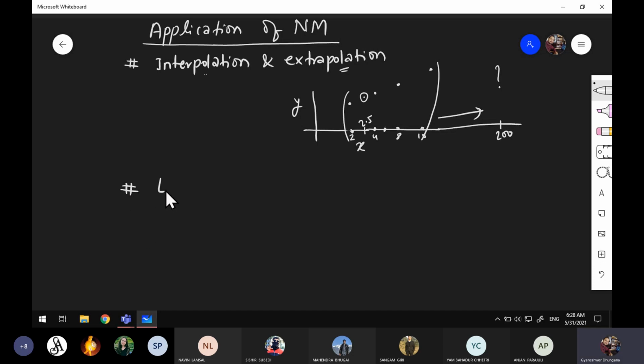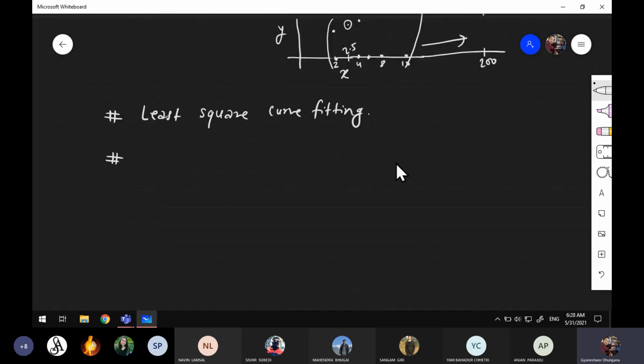Similarly, we can use the numerical method in least square curve fitting. Least square curve fitting मा पनि हामी numerical method apply गर्न सक्छौं. You have studied least square curve fitting in your statistics also.